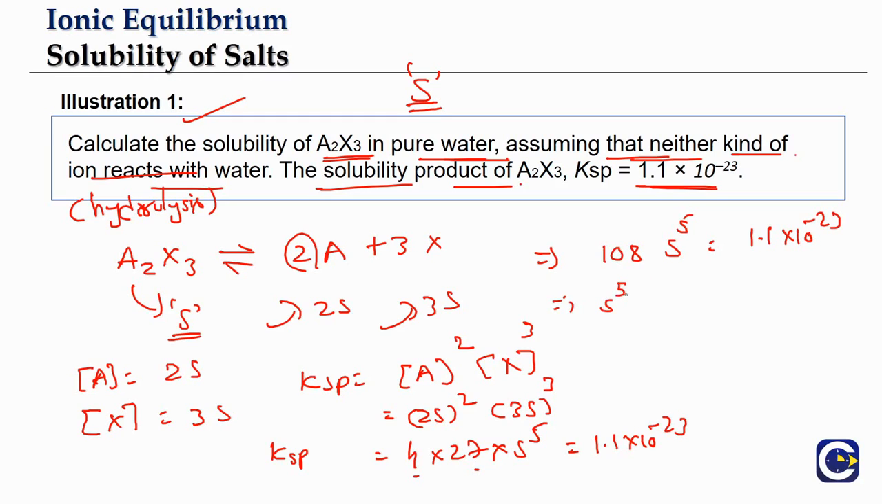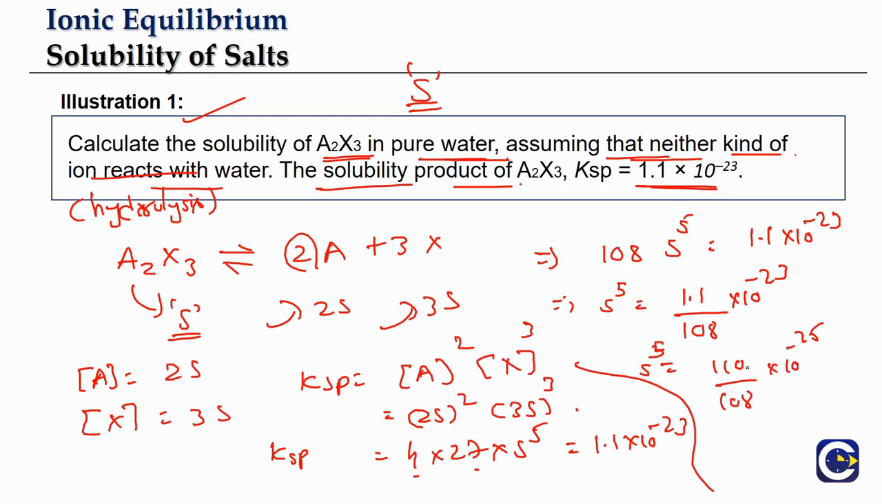So s power 5 will be equal to 1.1 by 108 into 10 power minus 23. If I write it as 110 by 108 into 10 power minus 25, that is s power 5. Here 110 by 108 is nearly 1. So s will be approximately the fifth root of 10 power minus 25, which is approximately 1 into 10 power minus 5. This is the approximate value of the molar solubility.